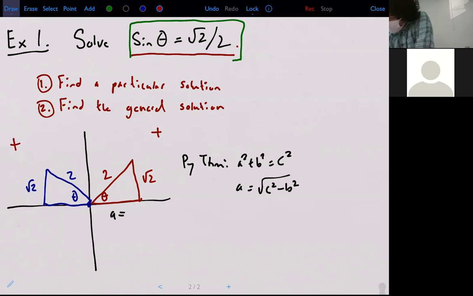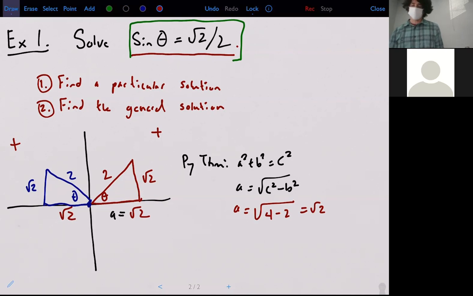Plugging in what we know, we'll get a is equal to the square root of 4 minus 2, which is equal to the square root of 2. So a is the square root of 2 in both cases over here. And so that tells us we have a 45, 45, 90 triangle. So our theta angle in this picture here is going to be given by pi divided by 4.